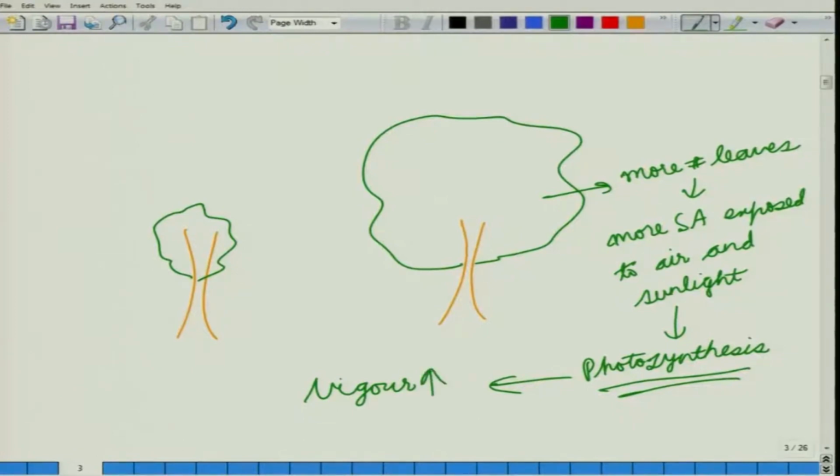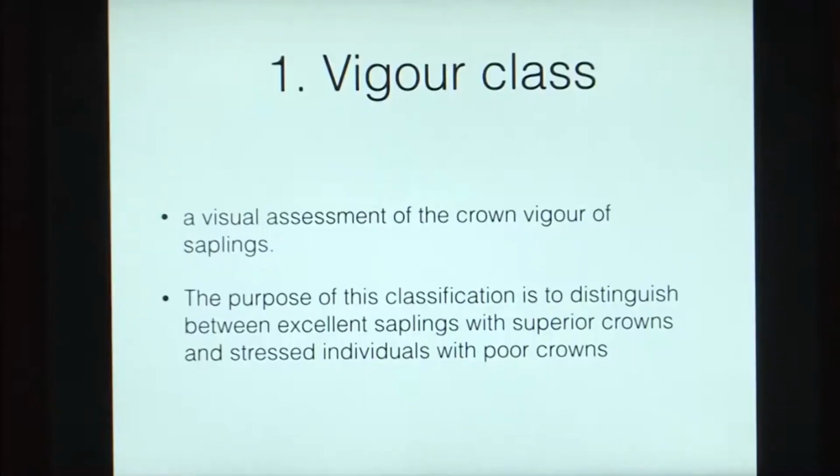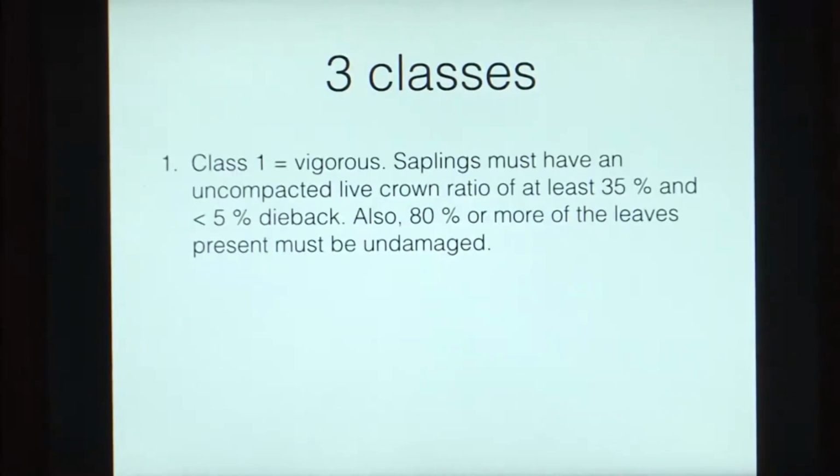Now, coming back to the slide. The purpose of the vigor class classification is to distinguish between excellent saplings with superior crowns and stressed individuals with poor crowns. So, we divide these saplings into three classes. The first class is called the vigorous class. Here the saplings must have an uncompacted live crown ratio of at least 35% and less than 5% dieback. Also 80% or more of the leaves present must be undamaged.